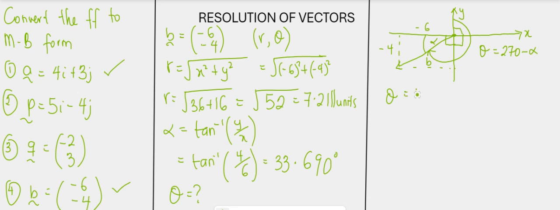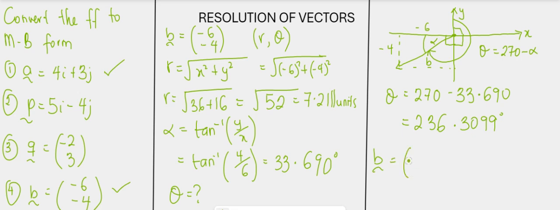What is alpha? Alpha is 33.690. So what is our theta going to be? 236.3099 degrees. So we can round up to 2 decimal places, and so our vector b can be written as 7.21 units, we are rounding up to 2 decimal places, comma, 236.31 degrees. It's already in 3 digits, so we don't need to further put it in 3 digits. And so this is our second example.